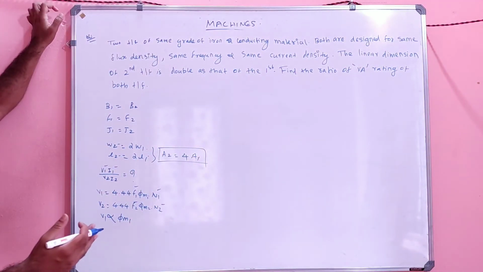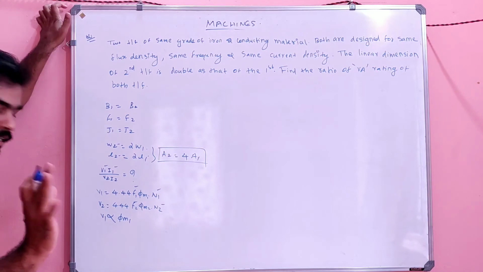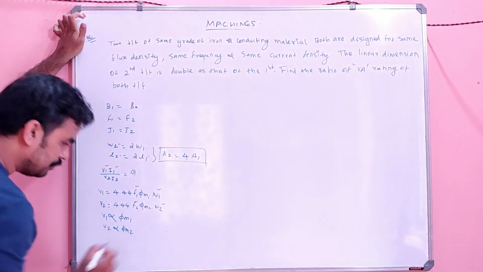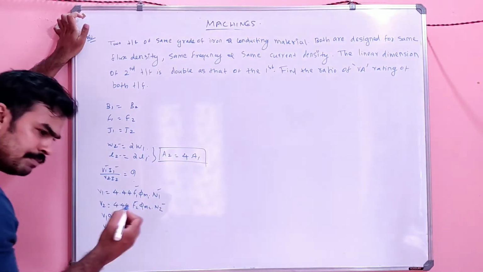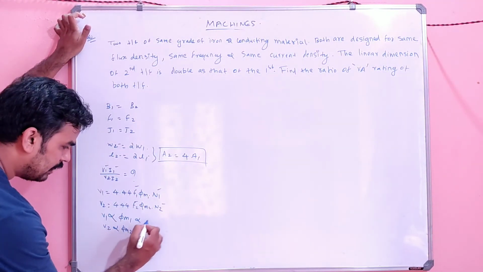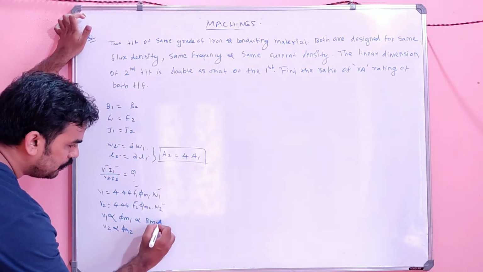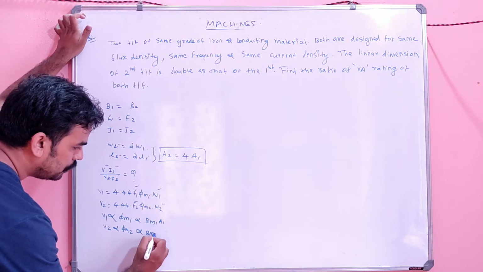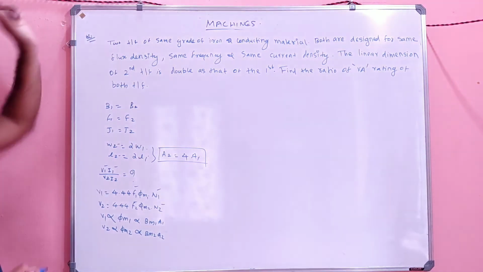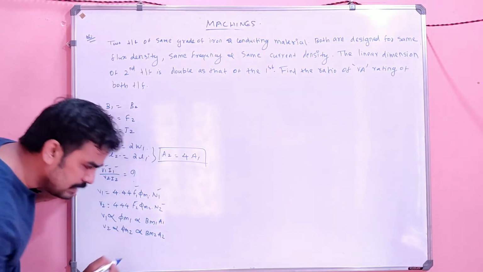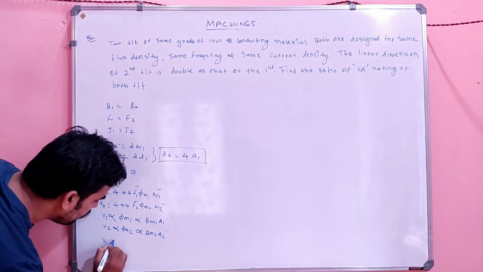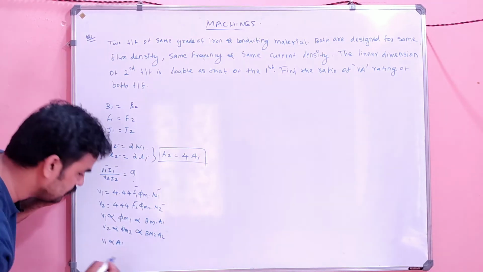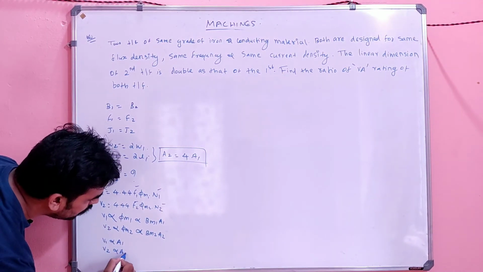Flux density is nothing but Bm, not flux, right? And V2 is proportional to phi m2. But phi m1 can be written as Bm1 into A1, correct? And phi m2 can be written as Bm2 into A2. Am I right? They are given the same flux density. So simply V1 is proportional to A1, because Bm1 and Bm2 are equal, and V2 is proportional to A2.